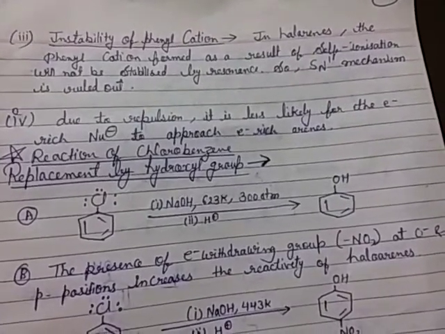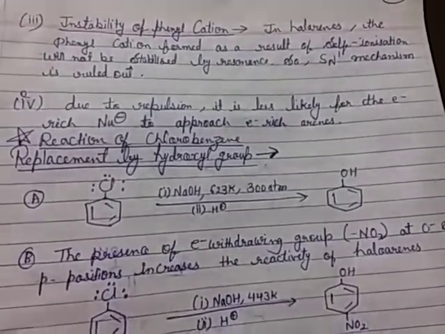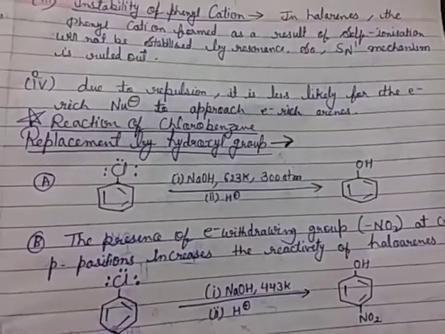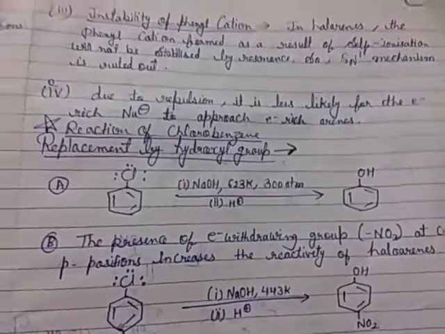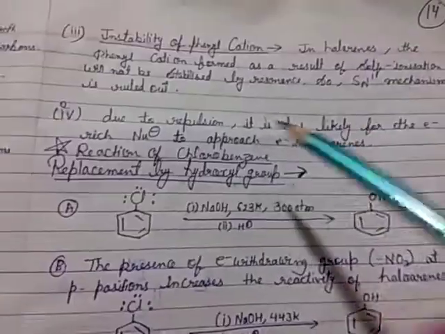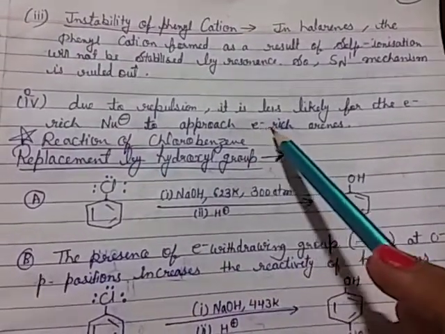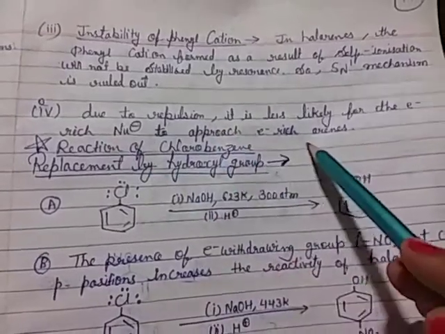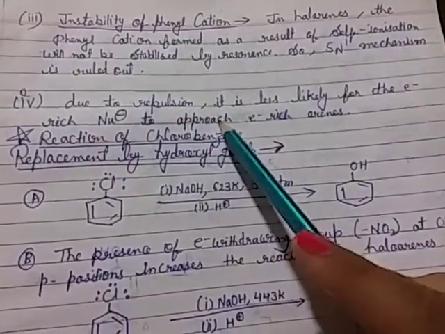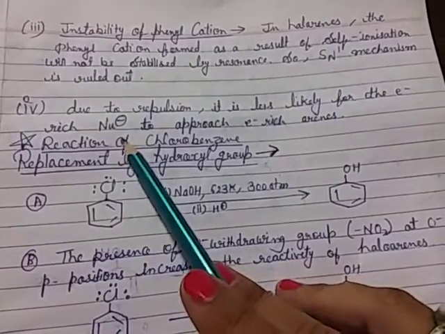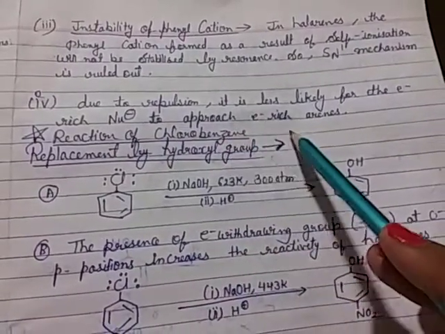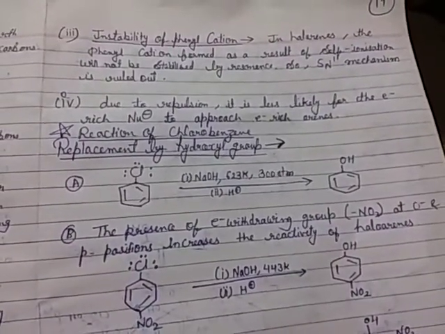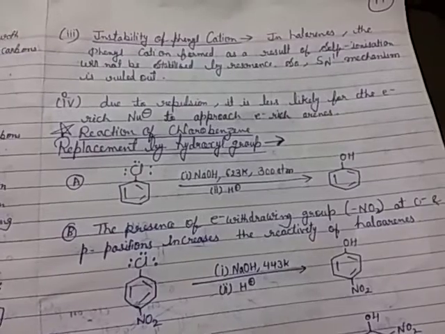Then fourth, due to the repulsion, it is less likely for the electron rich nucleophile to approach electron rich arenes. Because the nucleophile is electron rich and the benzene ring is also electron rich, there is repulsion between them. So that means haloarenes do not easily undergo nucleophilic substitution reaction.